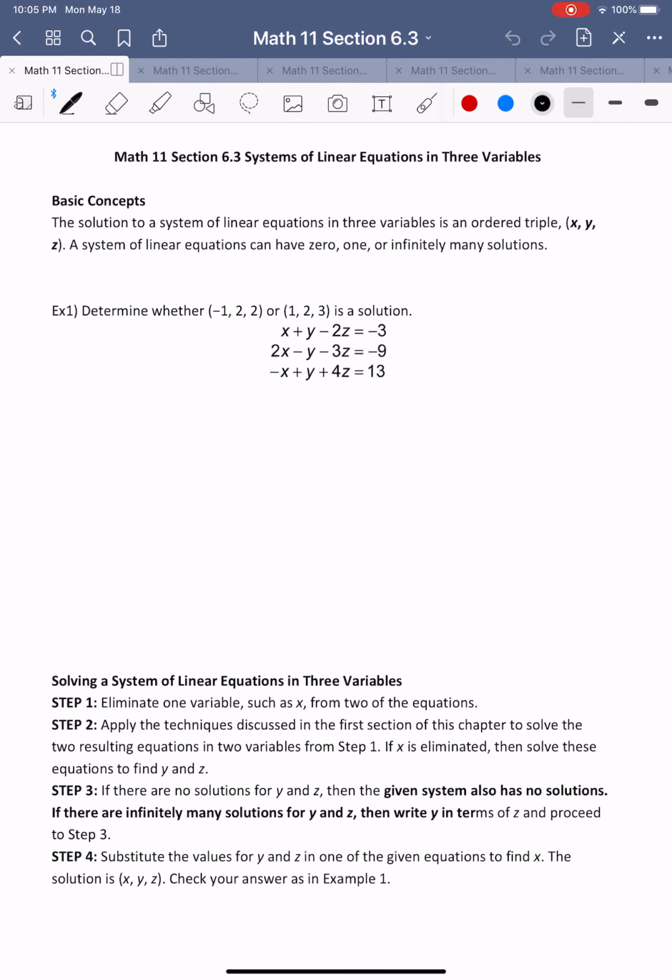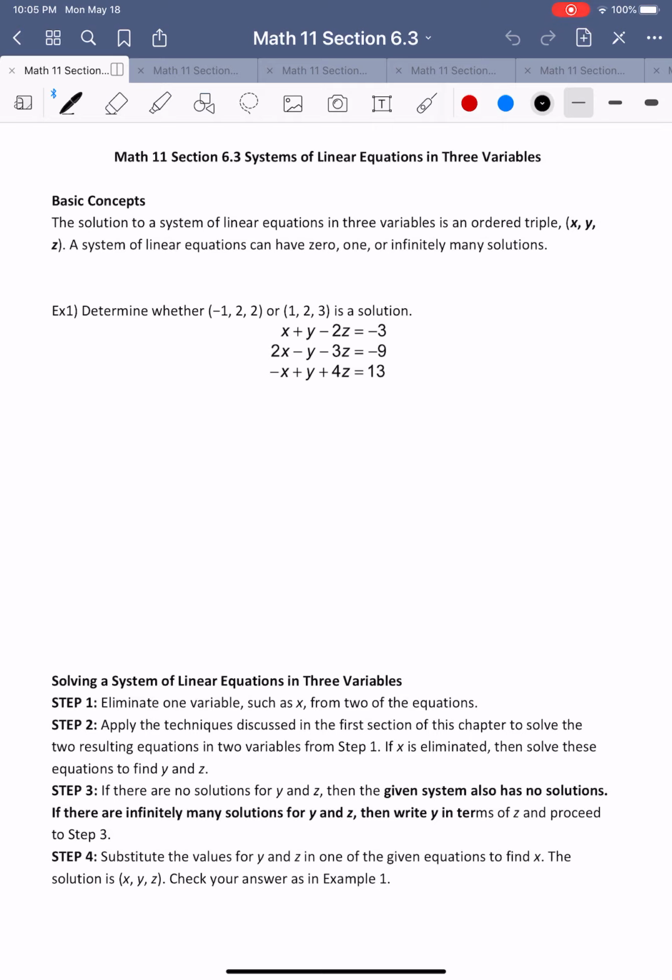Hello, this is section 6.3, systems of linear equations in three variables. Since we are using three variables, we have to use space. We are using three different variables in three equations as a system. The basic concept: the solution to a system of linear equations in three variables is an ordered triple.